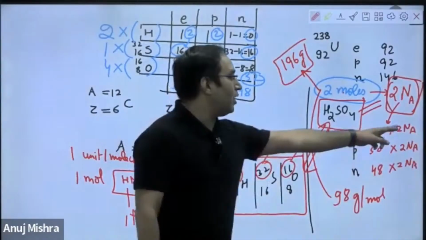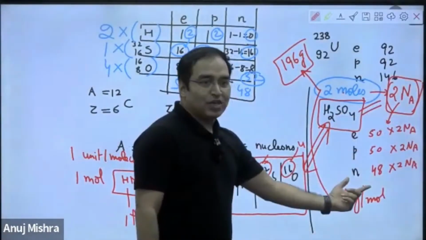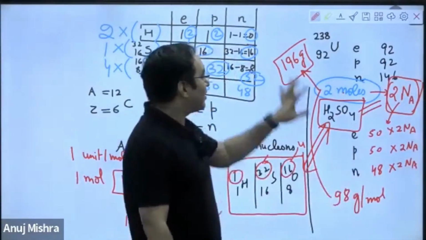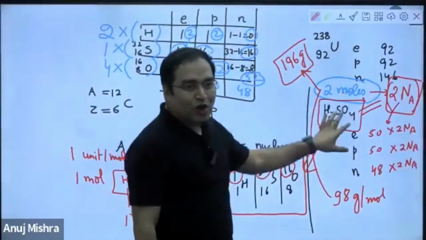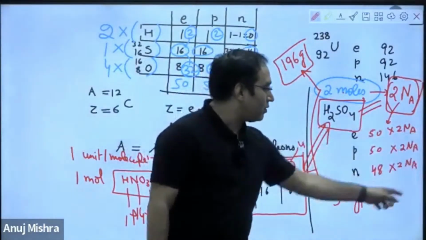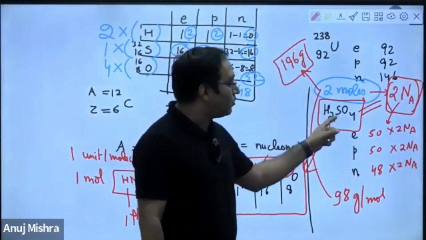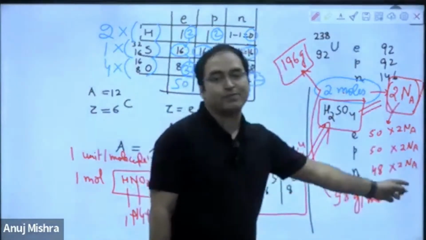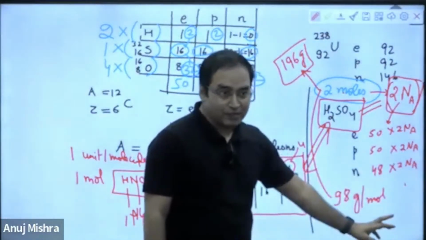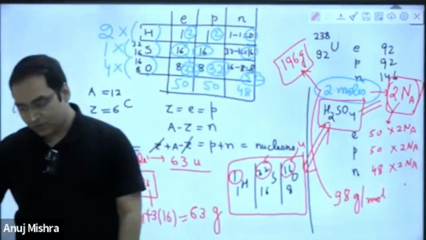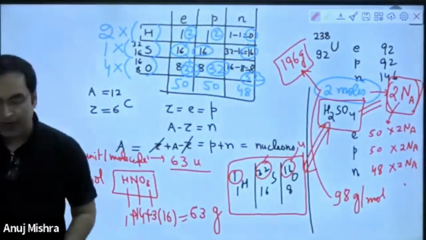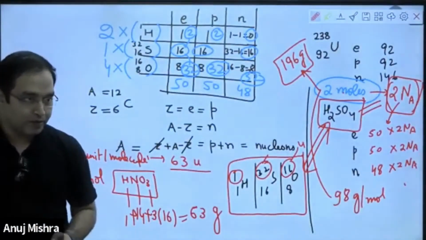2 moles is 2Na. 2Na each के लिए solve किया, multiply कर दिया. So if I ask a question, 2 moles H2SO4, how many electron, proton, neutron? This is my answer. If I ask a question, 196 grams of H2SO4, how many electron, proton, neutron? Again, this is my answer. Are you understanding this? Please note कर लीजिए. Kindly note it down, and I hope it should be very much clear.